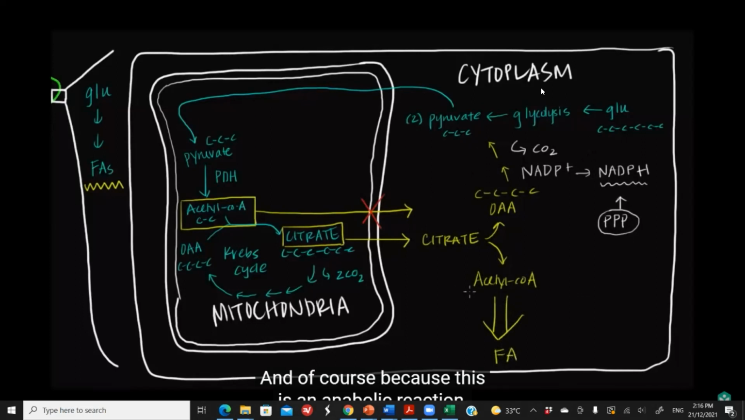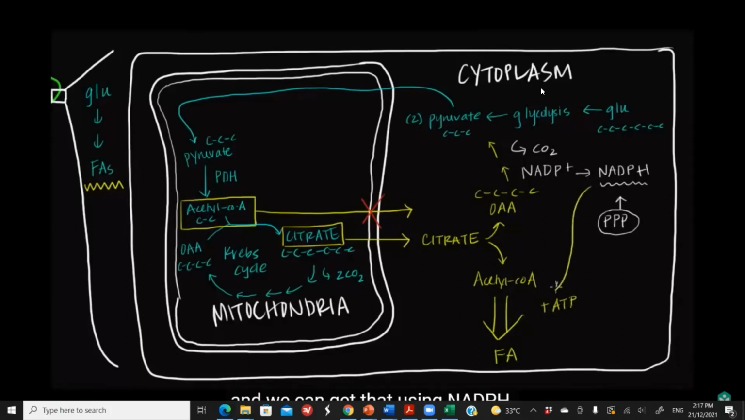And of course, because this is an anabolic reaction, we're going to need some ATP somewhere along the way. And we're also going to need some reducing power to help form all of those carbon-carbon bonds. And we can get that using NADPH. Of course, NADPH can be supplied by the pentose phosphate pathway, but conveniently, by using this citrate shuttle, we're also able to produce a molecule of NADPH from the conversion of oxaloacetate into pyruvate.